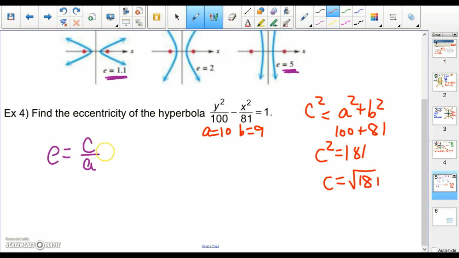So if I plug this in, the eccentricity is going to be c over a, that's the square root of 181 over your a value, which is 10. And plug that into a calculator, you're going to get about 1.3. Eccentricity, 1.3.